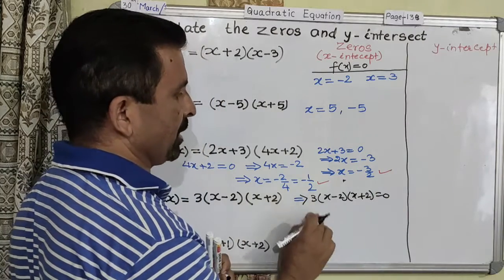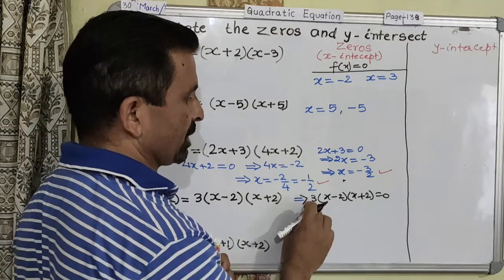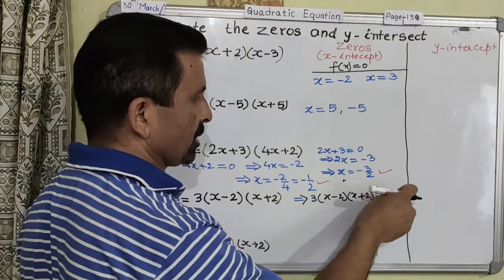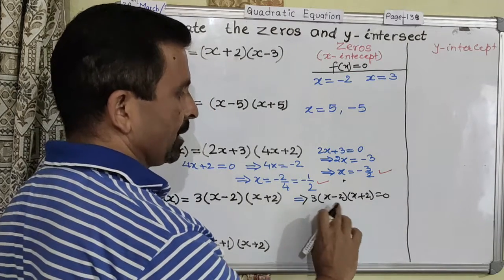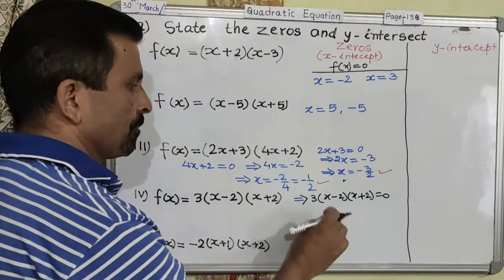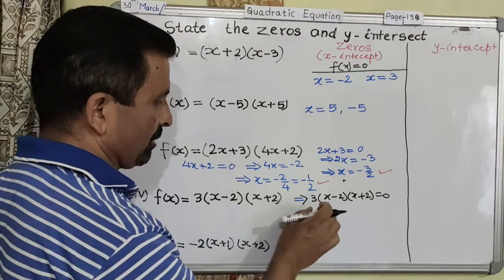Now from here, first of all this 3 will go to the other side. When 3 goes to the other side, it will go as a divisor. 0 divided by any number, the result will be 0. Is this very clear? And after this, I have less space, so I am directly giving you the value.